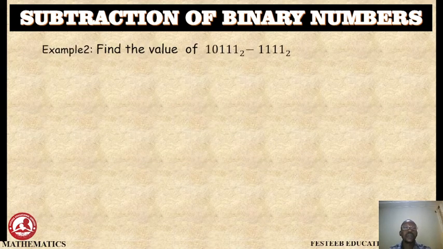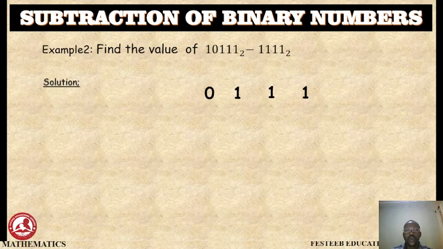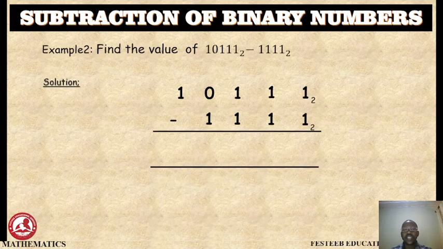Let's take another example. The other example says we should find the value of this number on the screen. And what we need to do here also is to write out the numbers first. Let's arrange them. So we have 1, 1, 1, 0, 1. And under it, we have to put this 1, 1, 1, 1. Let's put the sign, the base, we draw our 2 lines.